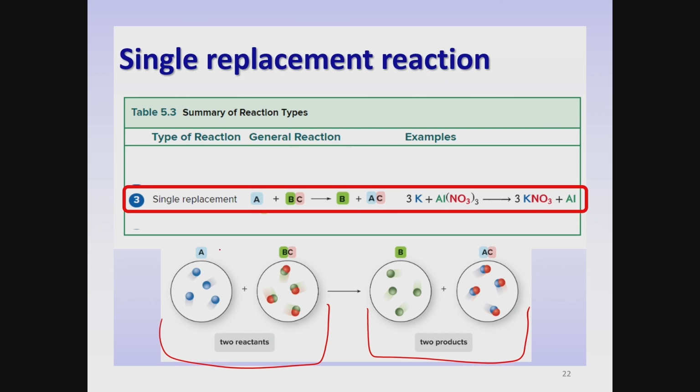So the reactants, one of them almost always is an element. And then here, the other reactant must be a compound. The compound can either be ionic or molecular. And then the products, you'll get another element and a different compound. So how does that happen? So let me explain. So what happens is this.